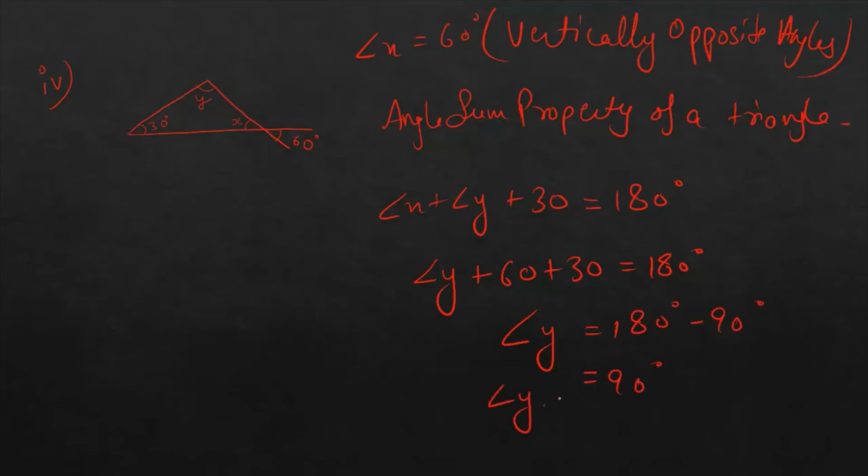So angle y की वैल्यू कितनी आ गई? 90 डिग्री. और angle x की वैल्यू 60 degrees. Angle x is equals to 60 and angle y is equals to 90 degree angle. This is the final answer. Next question.